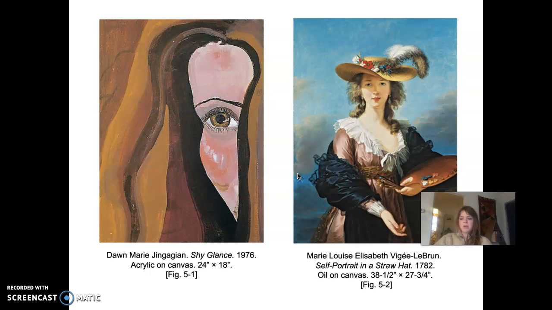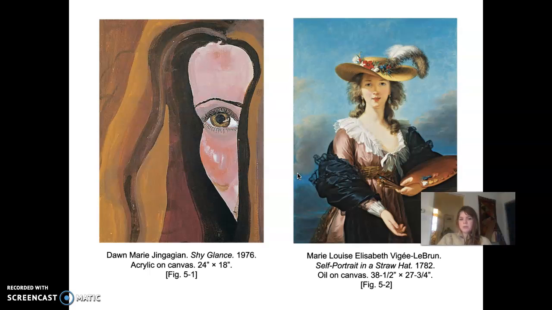But we may evaluate Shy Glance to actually be more interesting than the other work. And you might ask yourself, why is that? How can that be when the technical skill is so poor? Some may view Self-Portrait in a Straw Hat as rather boring because it's very conventional in how it was painted. Everybody was trying to paint like this, which is basically a very natural, realistic way of painting.